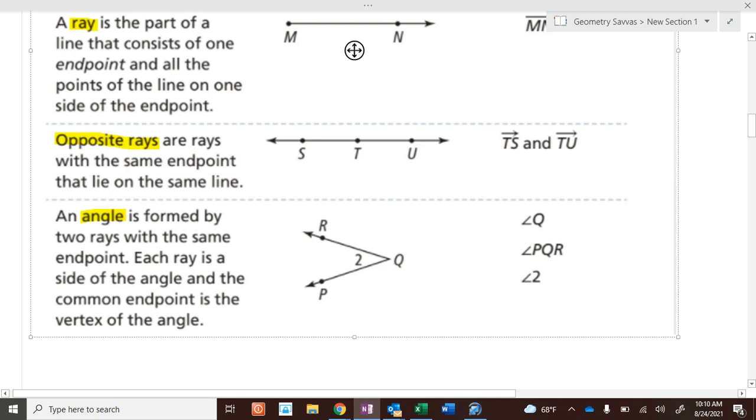Okay, that was a lot of writing in a short bit of time. Now, let's go back to opposite rays ones.